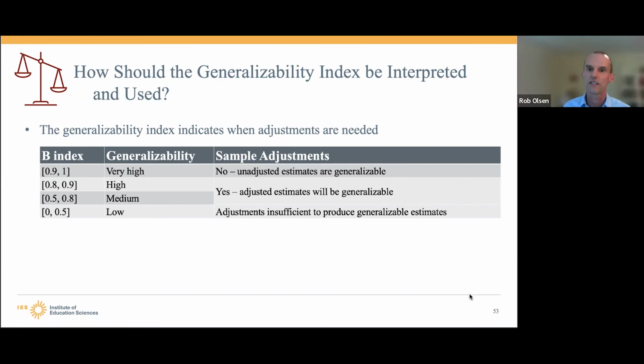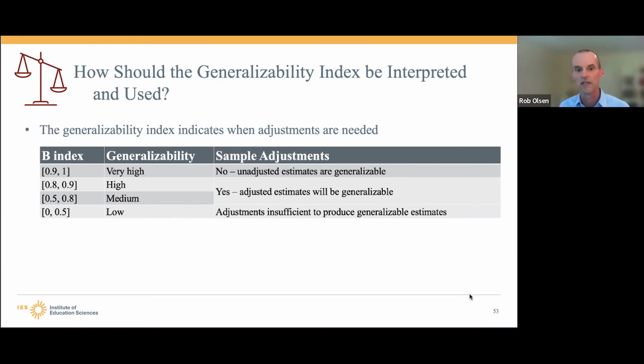In contrast, if the index is high or medium, some sort of adjustment is needed and should be sufficient to support generalizations as long as the index is based on a comprehensive set of impact moderators. The difference between high and medium is if the index is high, then the variance penalty or loss in statistical precision is going to be small. But if the index is medium, then the statistical adjustments needed to support generalizability will come with a large variance penalty, and substantial precision will be lost in the impact estimates.